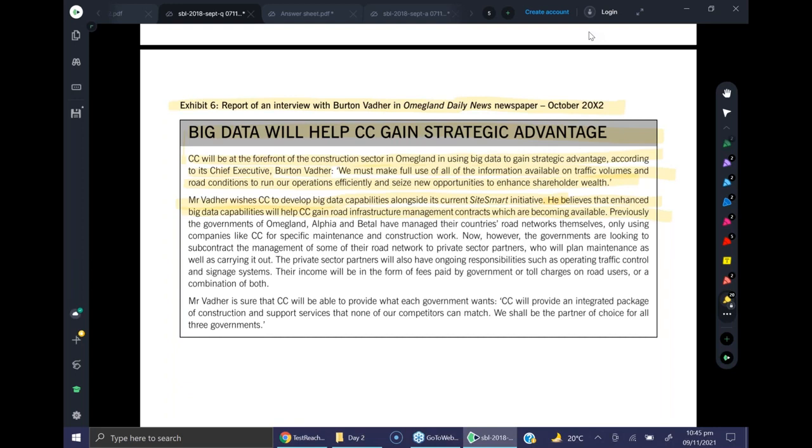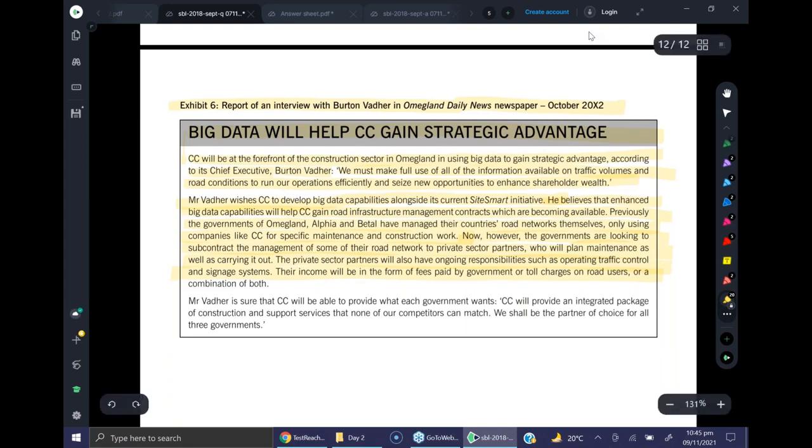Previously, the governments of Omegland, Elfia, and Beetle have managed their countries' road networks themselves, only using companies like CC for specific maintenance and construction work. Now, however, the governments are looking at subcontracting the management of some of their road network to private sector partners who will plan maintenance as well as carrying it out. The private sector partners will also have ongoing responsibilities such as operating traffic control and signage systems. Their income will be in the form of fees paid by government or toll charges on road users, or a combination of both.